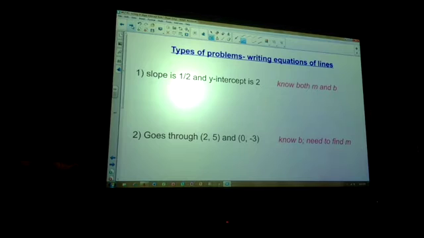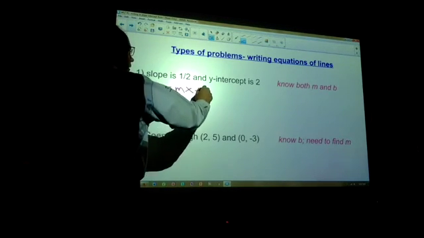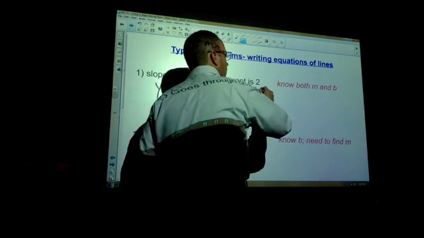Types of problem: writing equations of lines. Let's focus on, I'm going to start with this because this is our main focus. So I have a slope of 1/2 and a y-intercept of 2. The y-intercept written as a point is (0, 2). Agree?